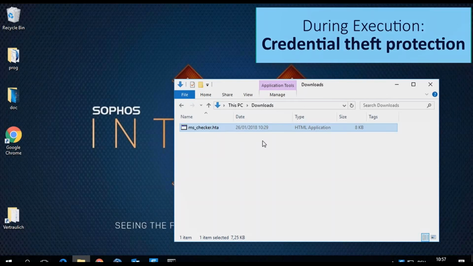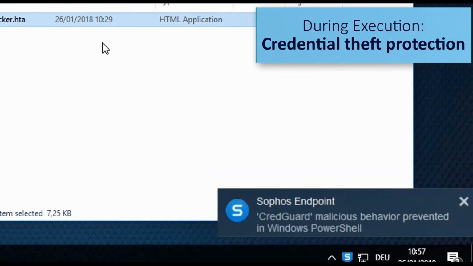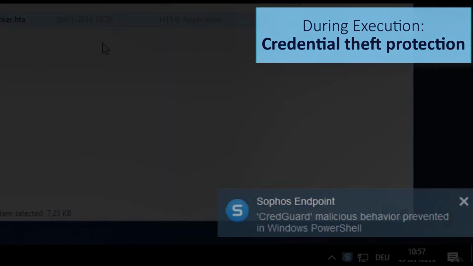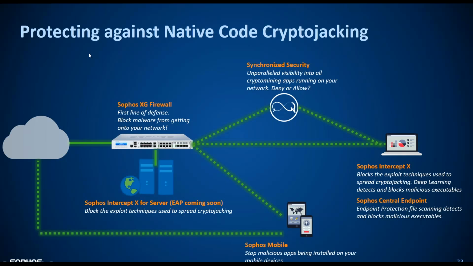So a great combination of endpoint security mechanisms combined with great technology on the network, of course. So this is really the power and the beauty of InterceptX in combination with XG firewall. So this is synchronized security. And we are protecting you against crypto miners, so cryptojacking tools, but also against all the other threats out there.